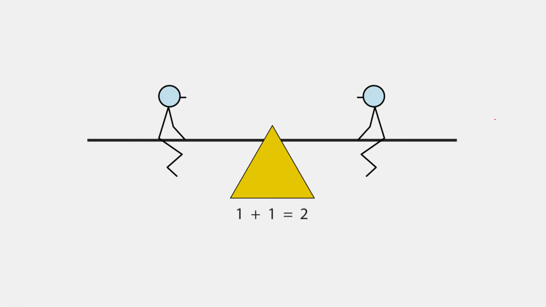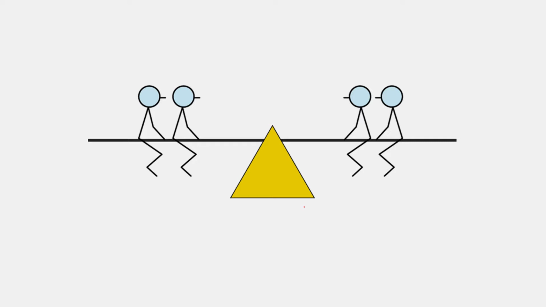Do you agree with me? Did you come up with the same equation? Because there's one child on each side, and altogether there are 2 children. Next one. What number sentence goes with this? It is 2 plus 2 is equal to 4. 2 children on each side, 4 children in total.